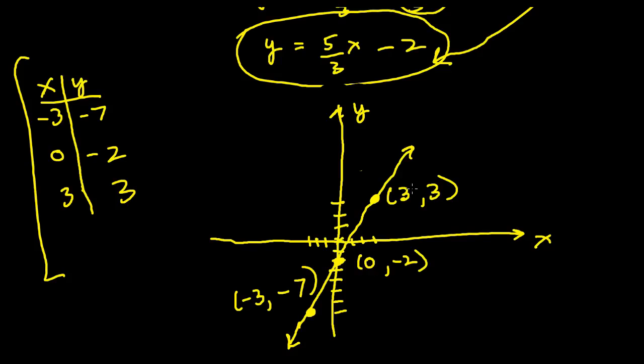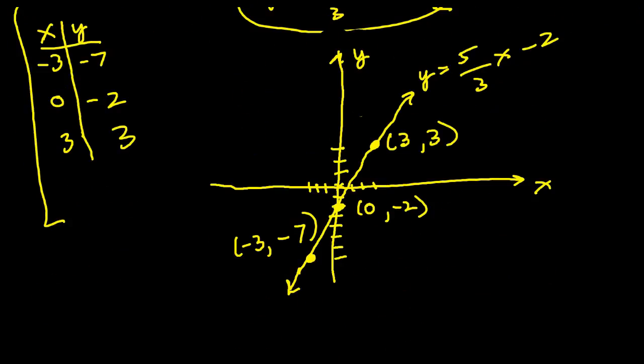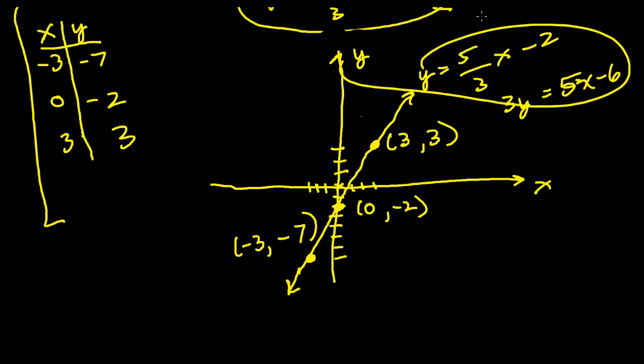All right, so I've drawn the axes, labeled the axes, drawn the points, labeled the points. All I need to do now is label the line. Now you can label it with either form of that equation, either the solve for y form or the given form. What was it? 3y equals 5x minus 6, right? All right, either one of these is fine to label the line. Okay.